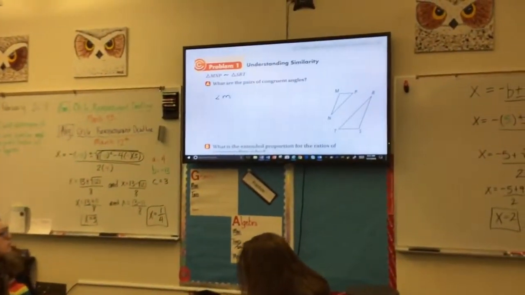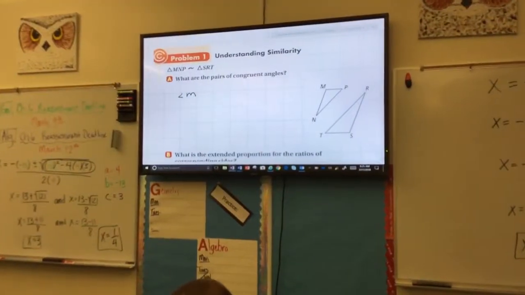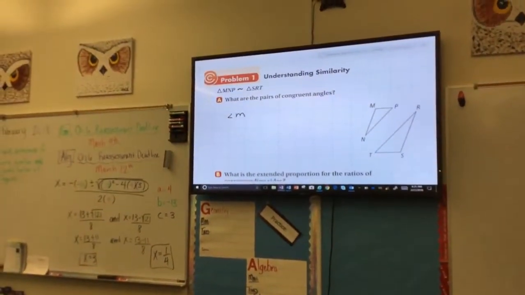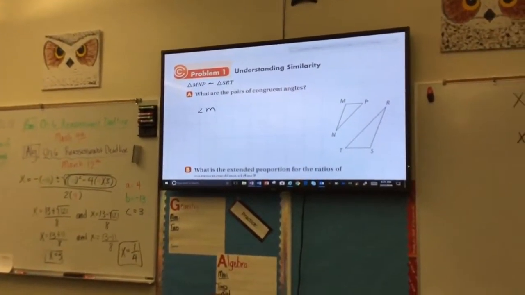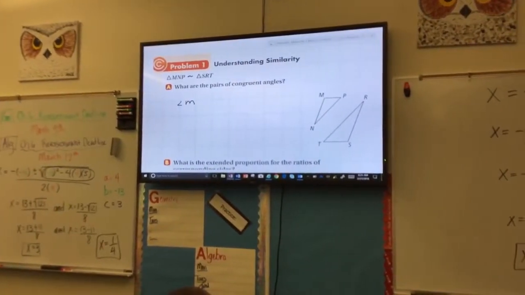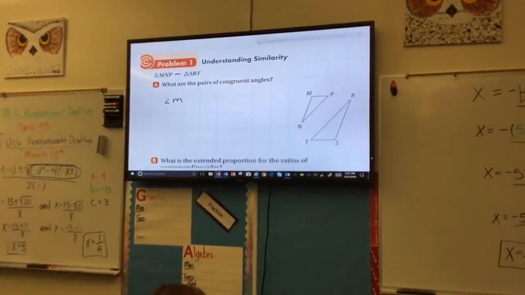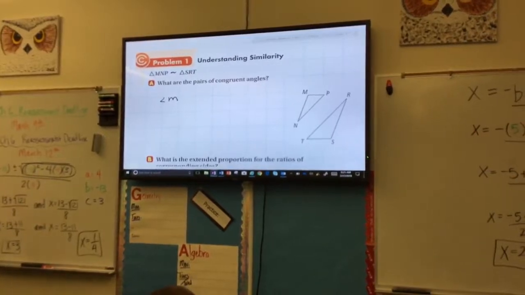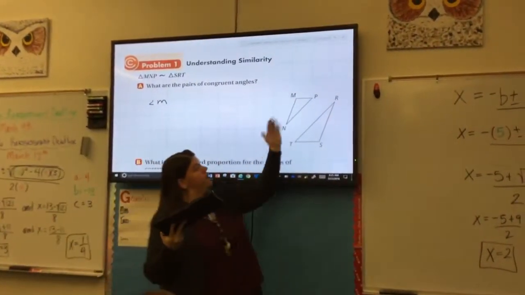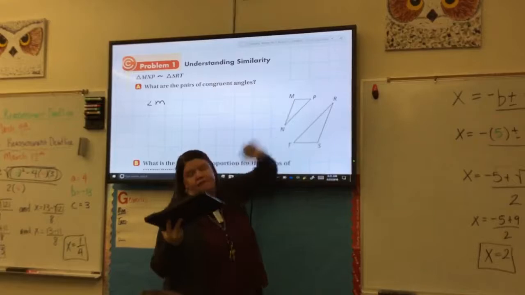I hear lots of you saying S. How do you know it's S? Dominic? Because if you flip the first triangle, it would match up with that angle. Yeah, absolutely. So just looking at the shape, if you change the orientation of the shape, Dominic's saying that we could flip this, rotate it, and we could map S onto M.